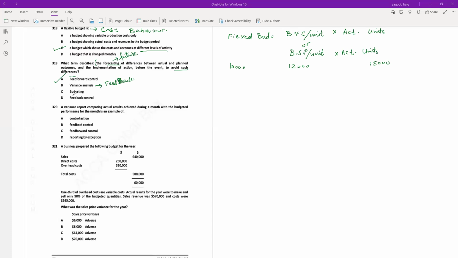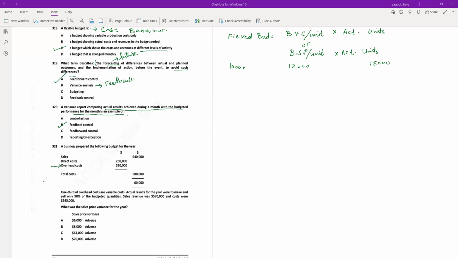Feedback is the one where we are calculating the difference between what? The difference between budget and actual results. A variance report comparing actual results achieved during a month with the budgeted performance for the month is an example of feedback control, where we are calculating the difference between budgeted and actual results. A business prepared the following budget for the year. Sales $640,000, direct cost $250,000, overheads $330,000.